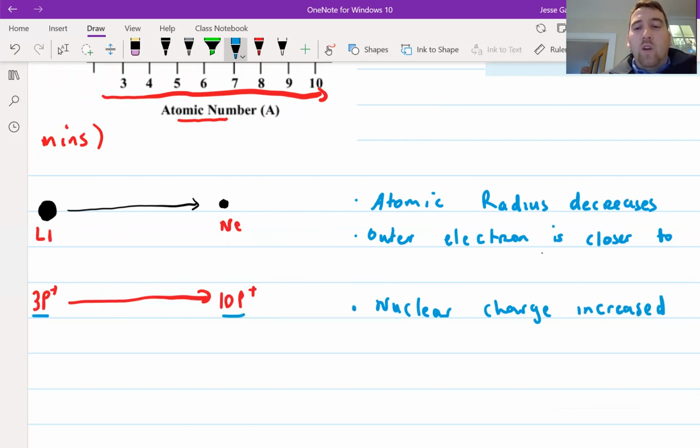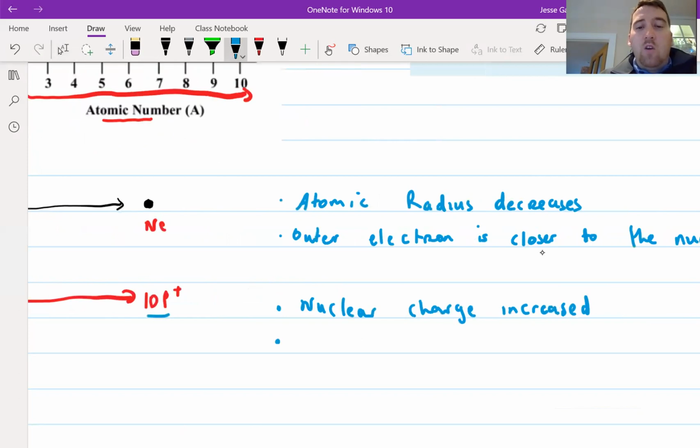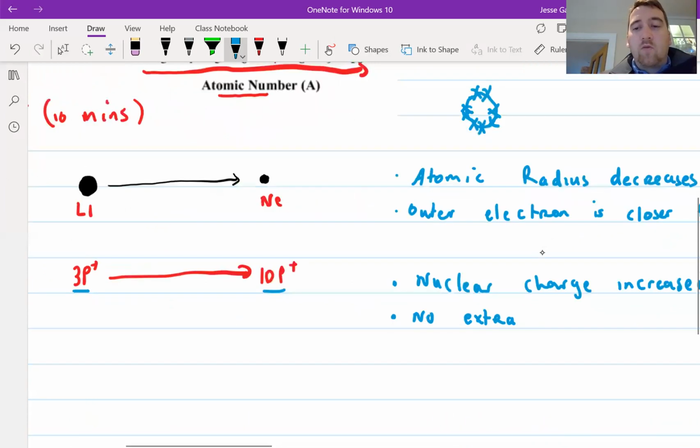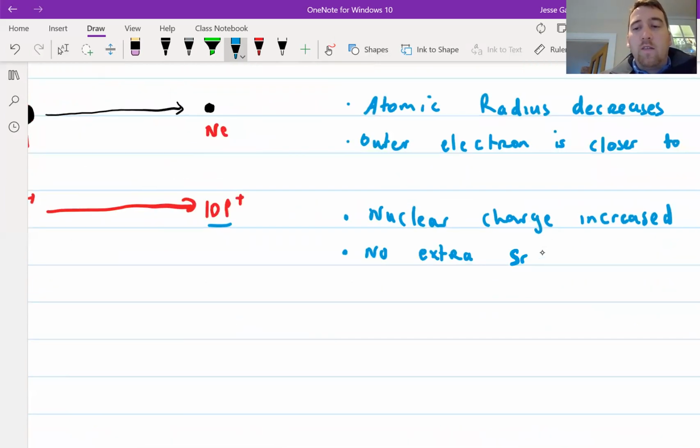Okay. And with the nuclear charge, there has been no extra what? As we go across, all the electrons that we add go into the same shell. Okay, so as we add a new electron each time, it just gets added to the same one. So there's no extra screening. All right, more than enough there to help us get all the marks.